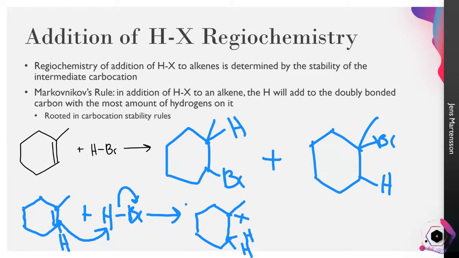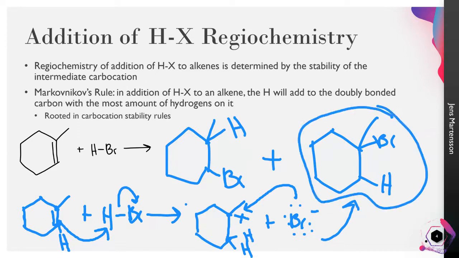So let's finish this out. We have that bromine anion that we got from this HBr when that bond broke. Those lone pair electrons will just attack the positively charged carbon, and I'll form that product. And this will be our major product.